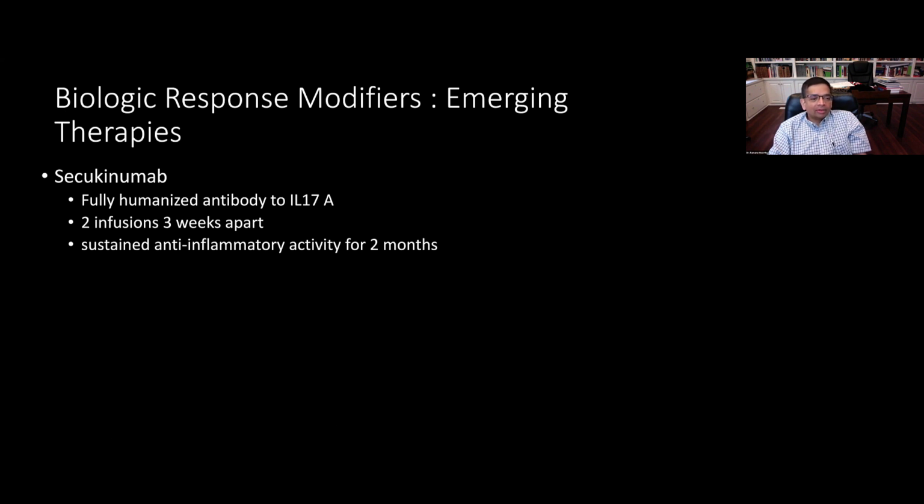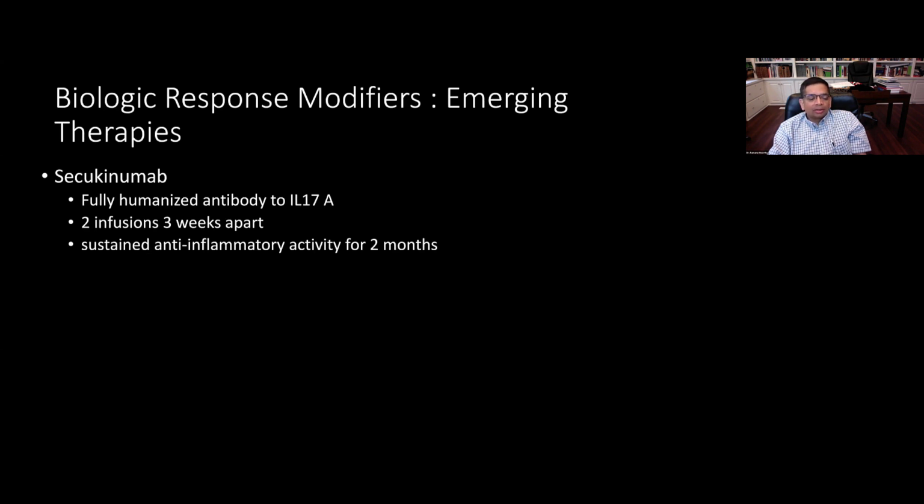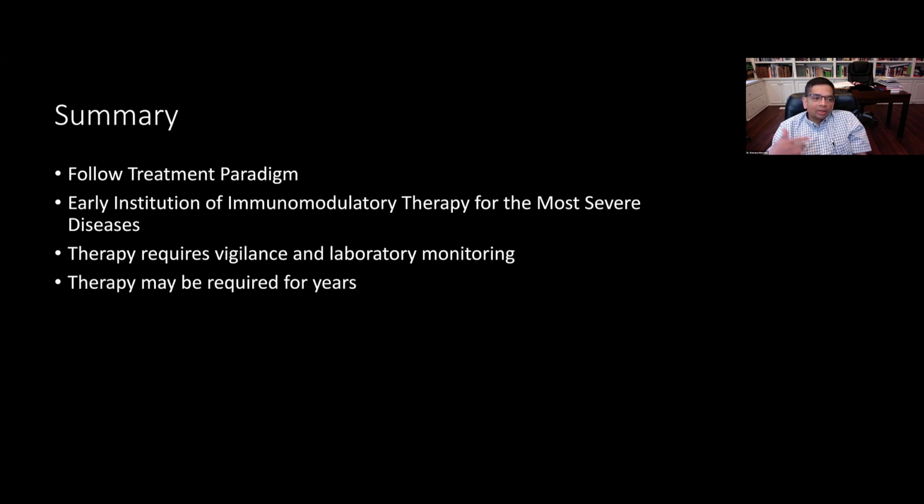Secukinumab is an IL-17 inhibitor that has sustained inhibitory activity for 2 months after treatment. This is something that is still being evaluated and may have some role along with tocilizumab in the treatment of ocular inflammation. So, the goal of treatment for uveitis is to start with corticosteroids, topical, regional if it's unilateral, and then orals if it's bilateral at high doses and gradually taper very slowly.